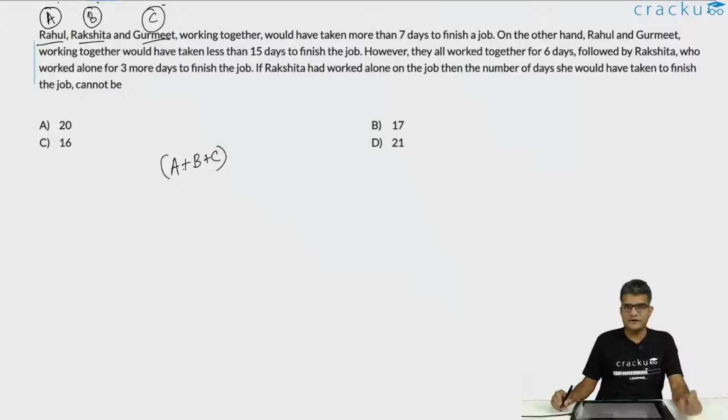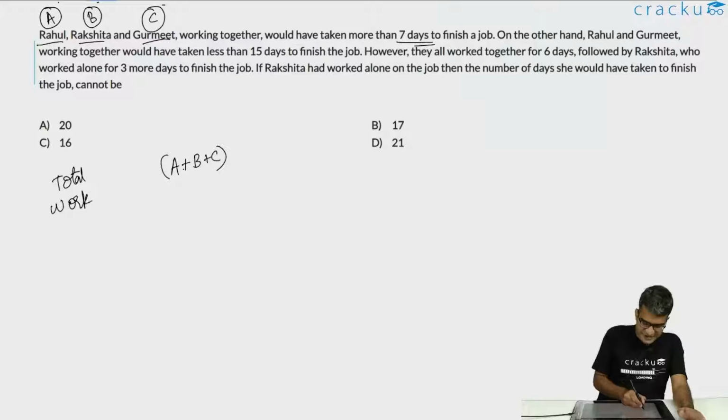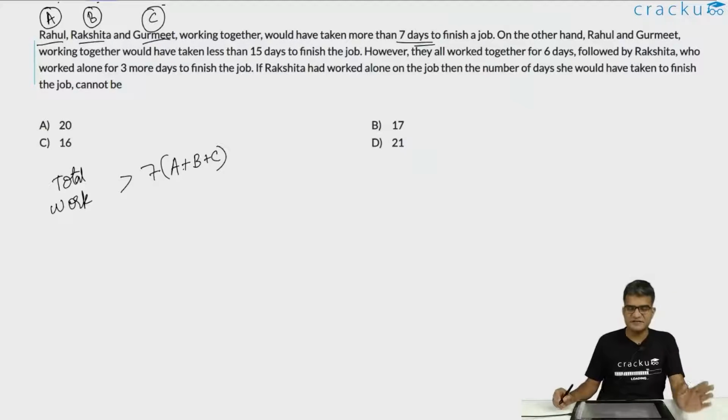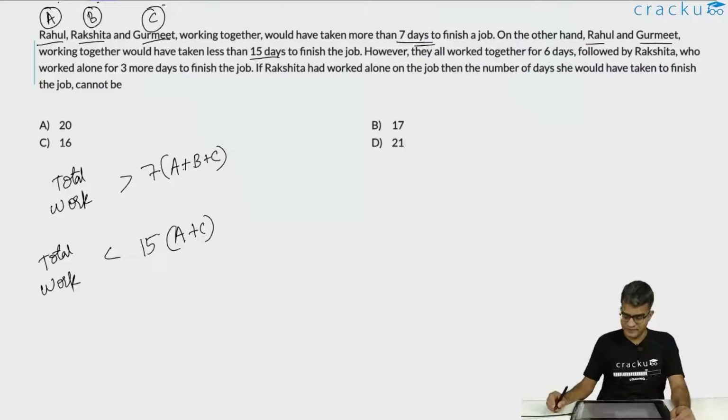It is told that when all of them are working together, it takes more than 7 days to finish the job. So the total work that needs to be done is greater than what they will do in 7 days, which is 7 times (A plus B plus C). Now, if only Rahul and Gurmeet are working, the total work done in a day is A plus C. And we are told that they take less than 15 days to finish the job. So the total work that needs to be done is less than 15 times (A plus C).